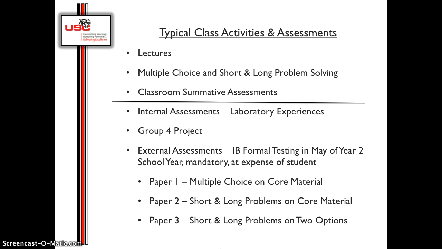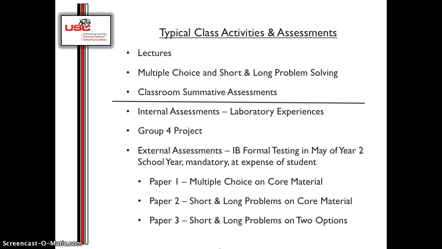Below the horizontal line are the components that make up the student's IB Physics score. IB will include the internal assessments that have happened over the 2 years of this HL course, the Group 4 project, and then at the end of the IB Physics HL Year 2, students will be required to take the external assessments. These are at the expense of the students. They consist of 3 different papers.